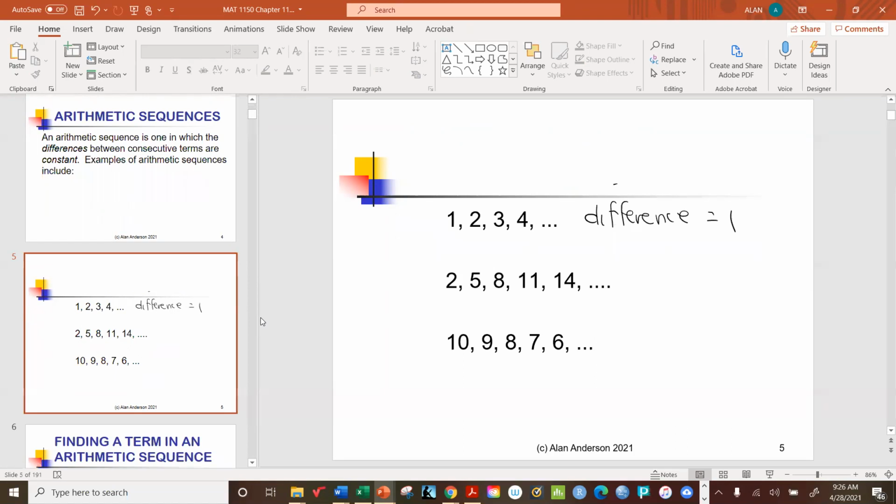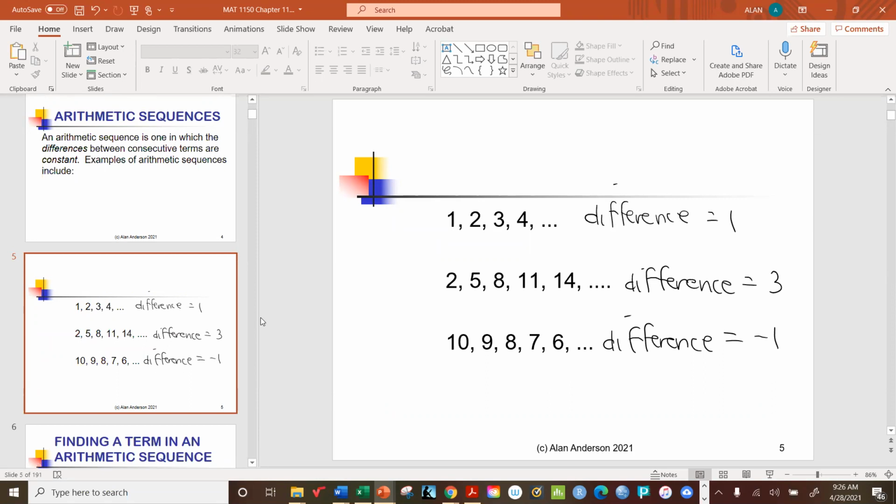So therefore, this qualifies as an arithmetic sequence. That's all it takes. Here, clearly, the difference between each term is 3. And here, interestingly enough, the difference is negative, -1 specifically. So the sequence can start anywhere, by the way. It doesn't have to start at 1.